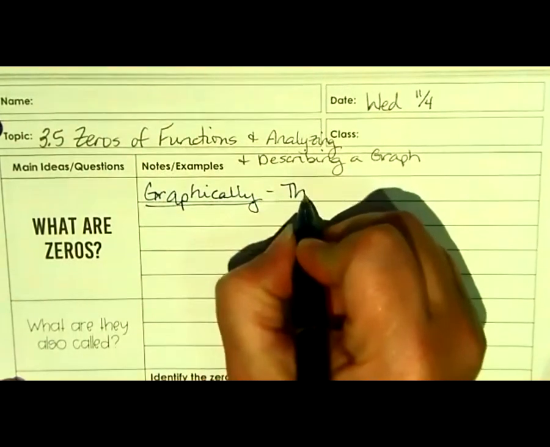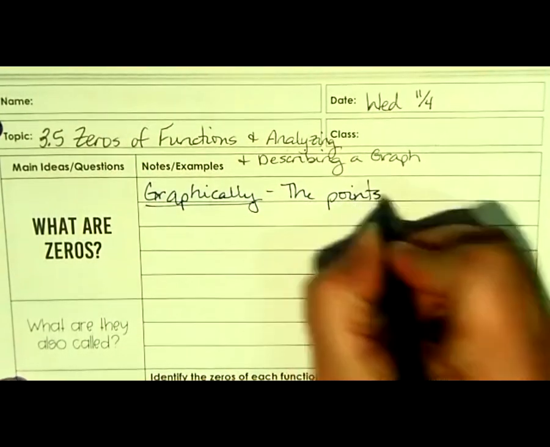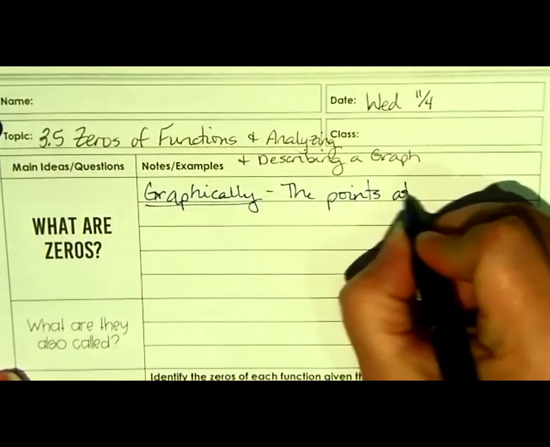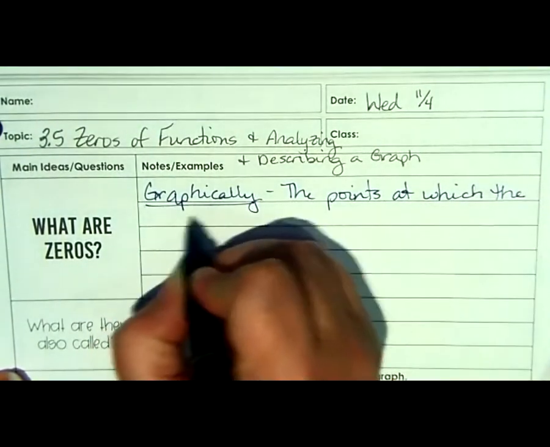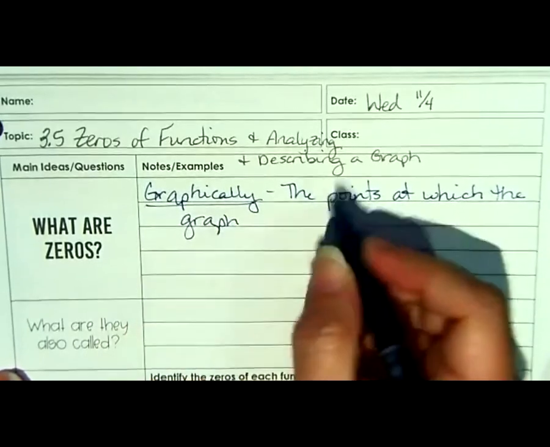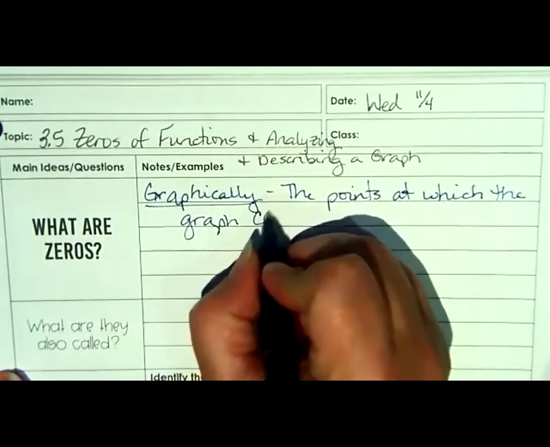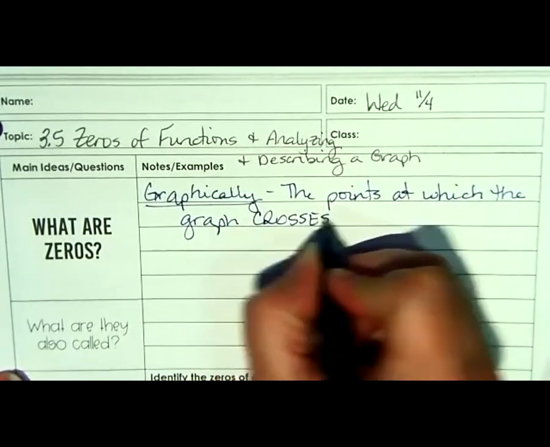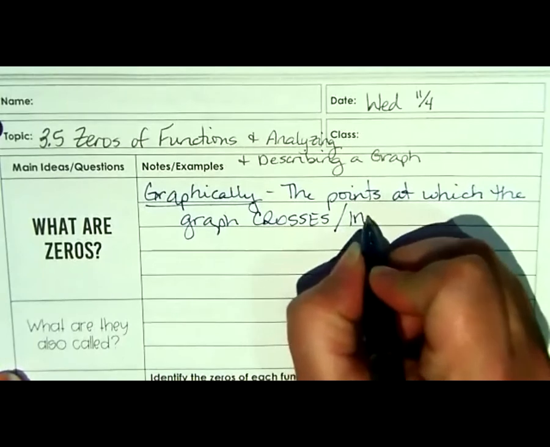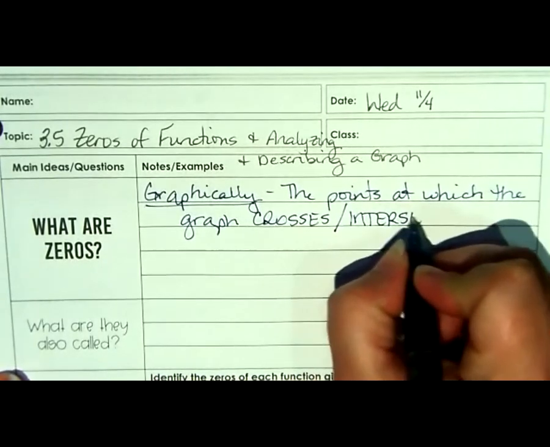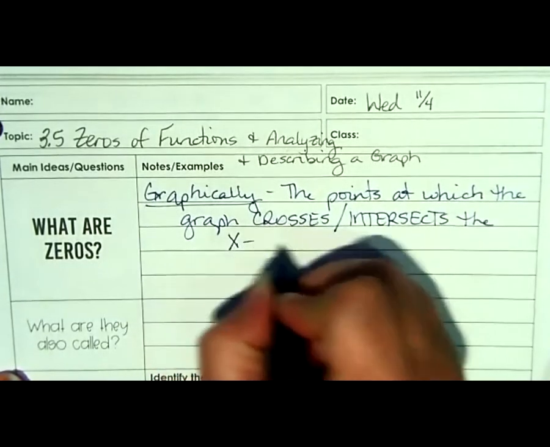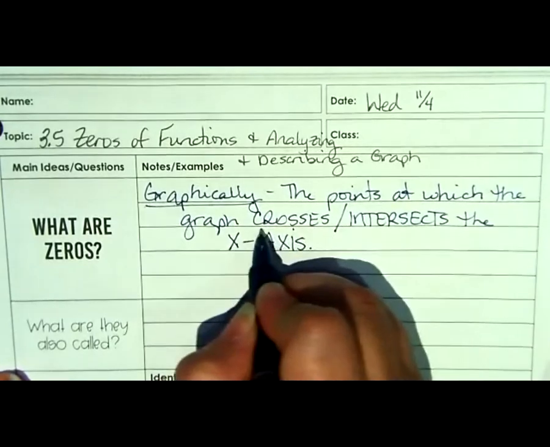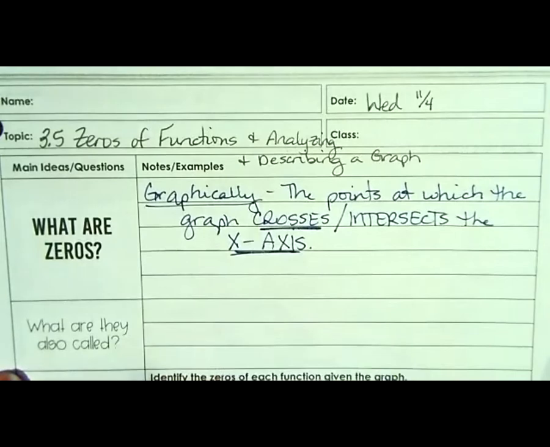Graphically, it is the points at which the graph crosses, or intersects, the x-axis. So it's where the graph crosses the x-axis or intersects the x-axis.